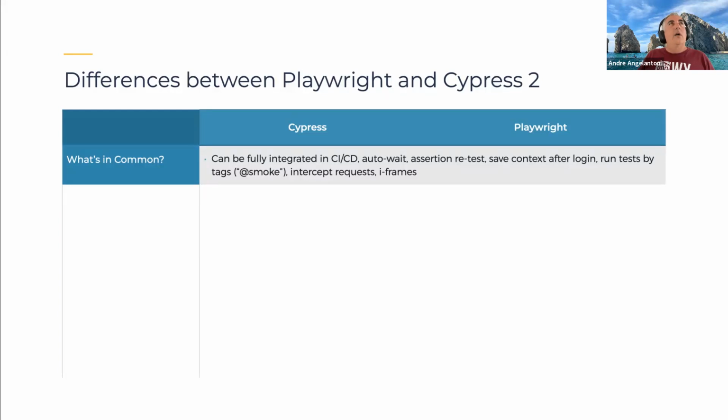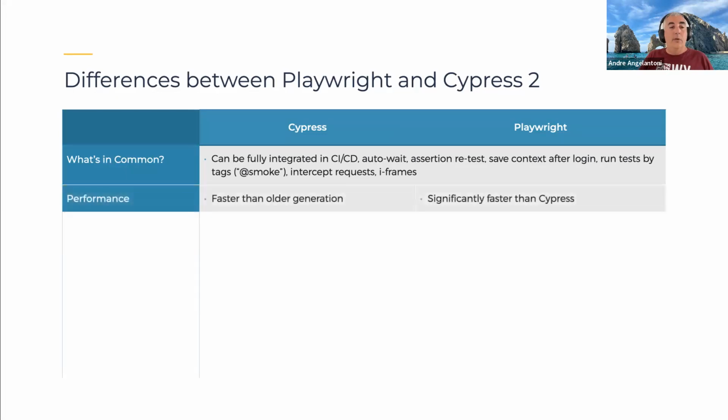Assertion retest, similar to the auto wait, not going to get into it. Both of them, you can save the context after you've logged in, so you can just really quickly get back into a session and continue a second or third or subsequent test without having to relog in every time. And both can run tests by tags, intercept requests, and both can work with iframes.